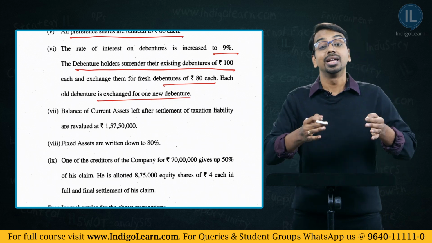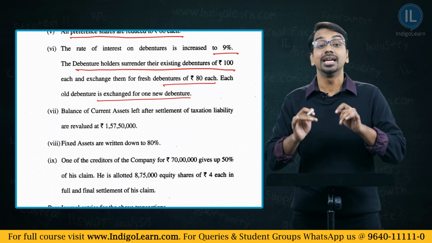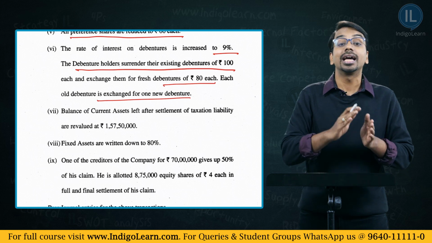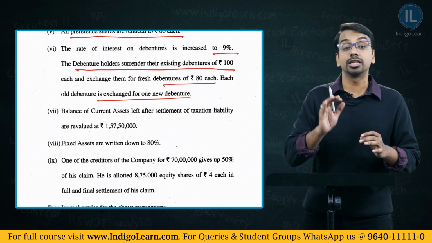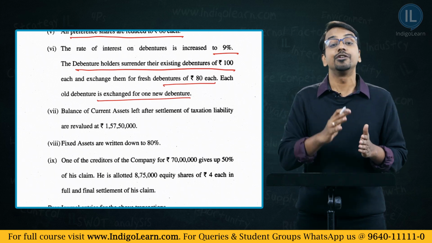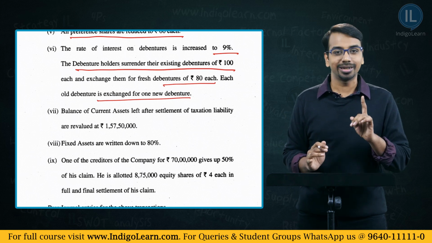So what does this mean? The debenture holders had debentures having a face value of 100 rupees. They gave those 100 rupees back to the company and in turn they got 80 rupees worth of debentures. Means the face value of the debenture is now 80. So 20 is the amount that these debenture holders have sacrificed, which must be credited to the capital reduction account. I hope you have done the adjustment correctly.